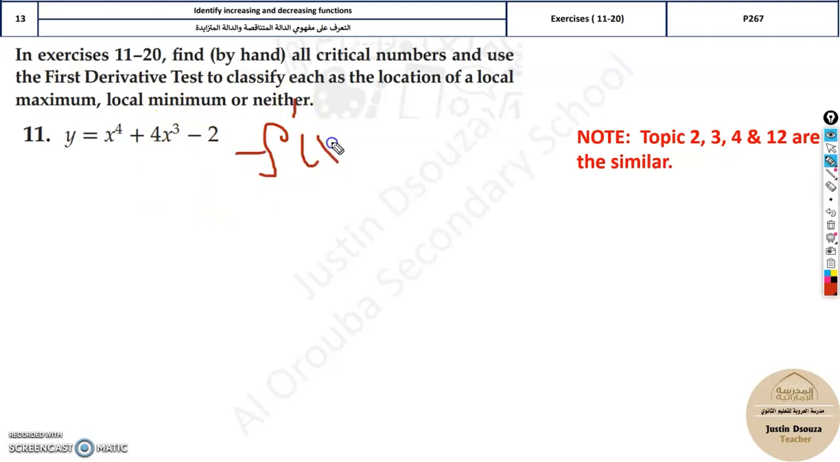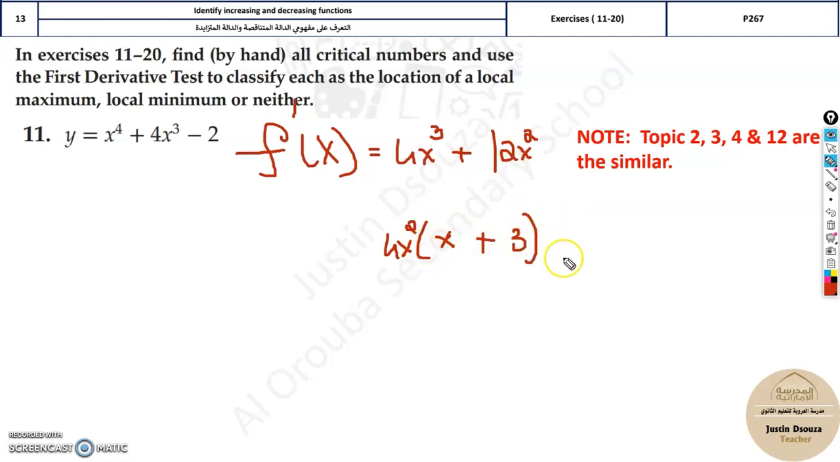First, find the derivative f dash of x. That will be 4x cube plus, this 3 comes, it'll be 12x squared. That's it. So now you can use your calculator to find the roots, or you can do algebraic substitutions. Over here 4 is common, and take x square also common, sorry. So you're remaining with x plus 3, since 4 times 3 is 12.